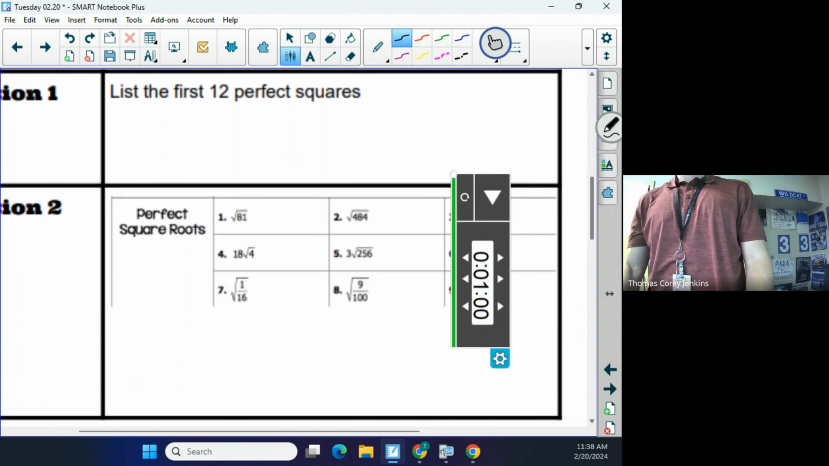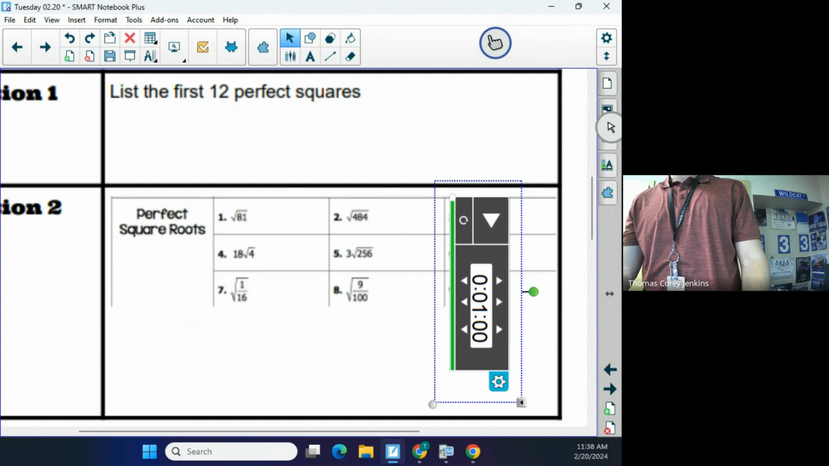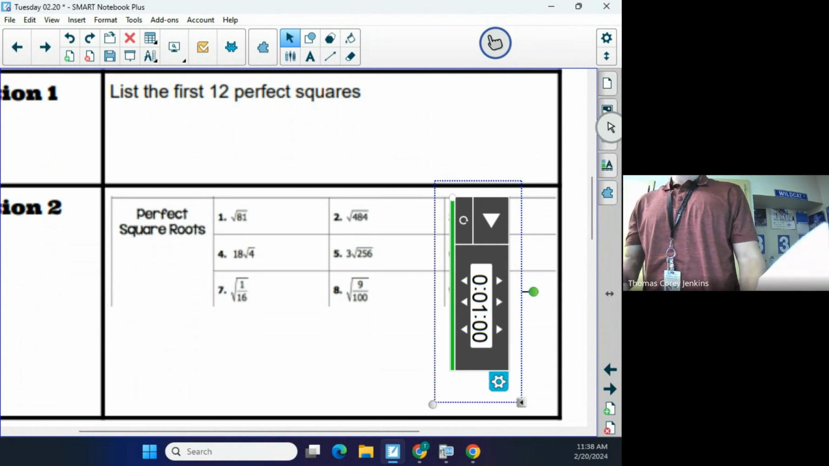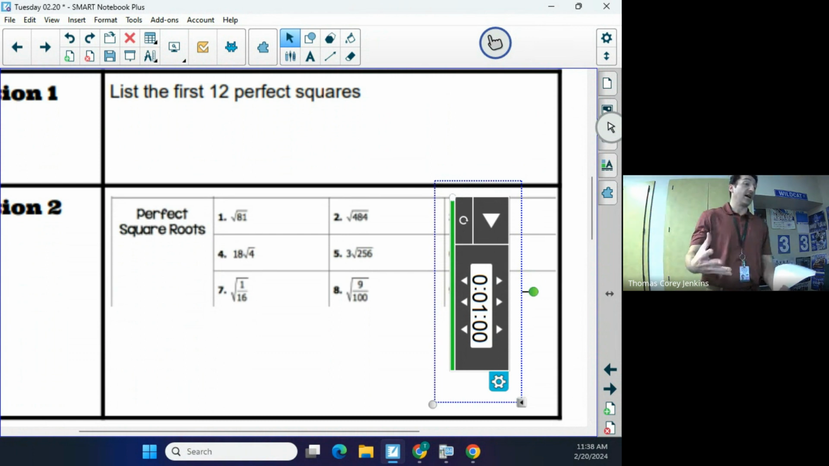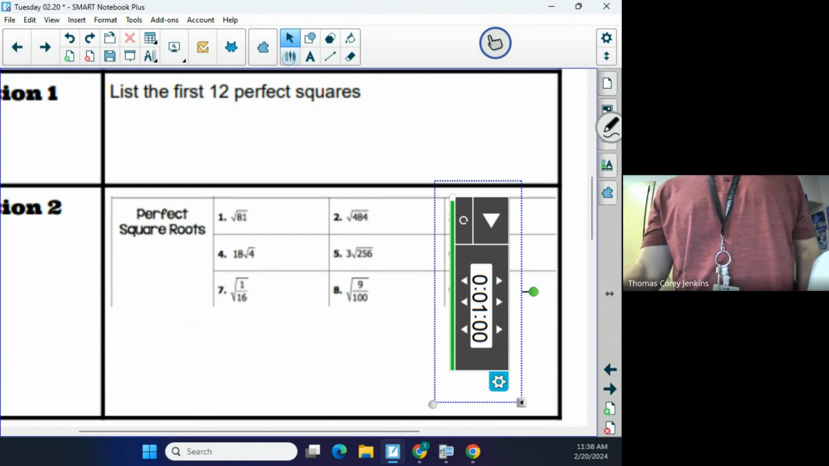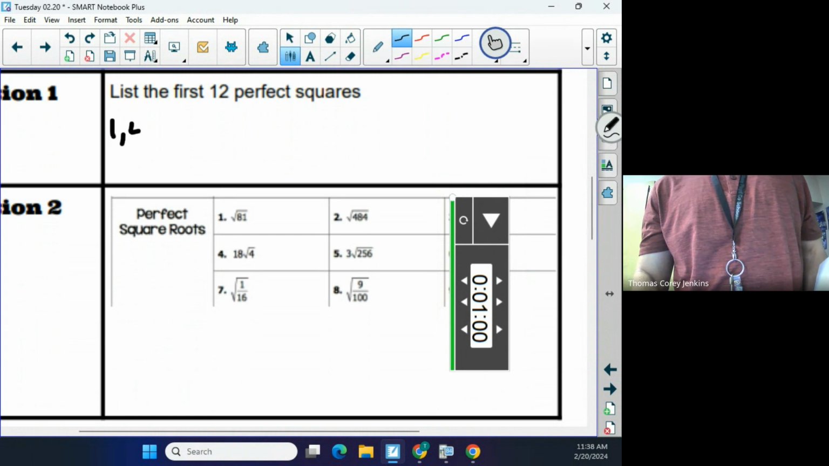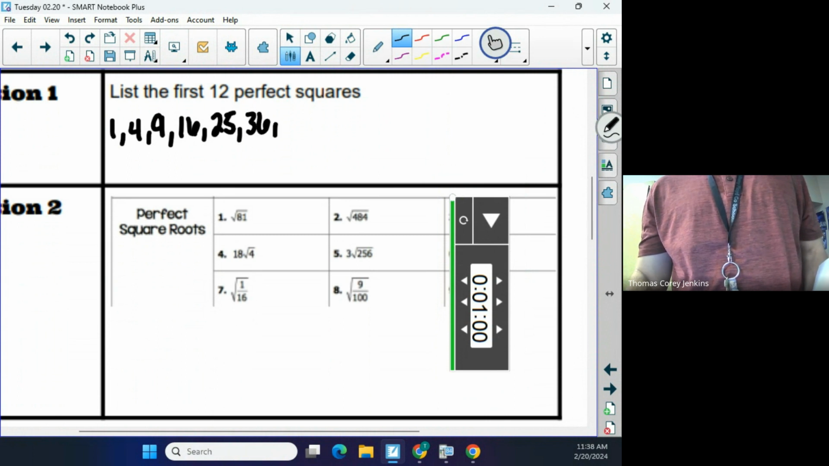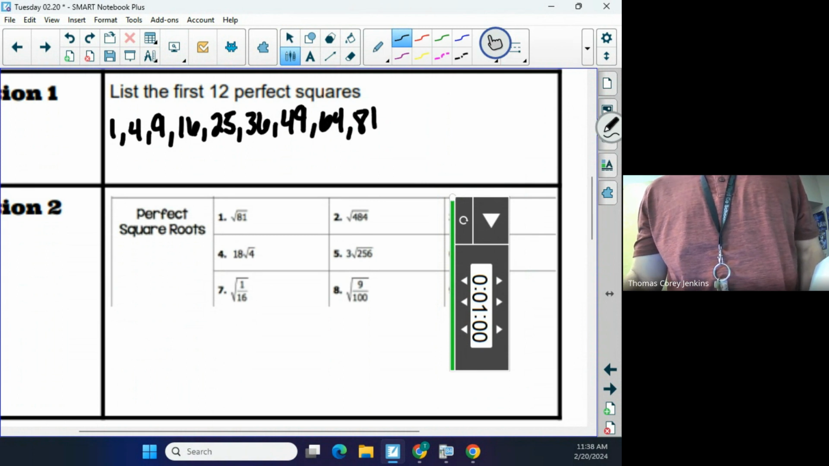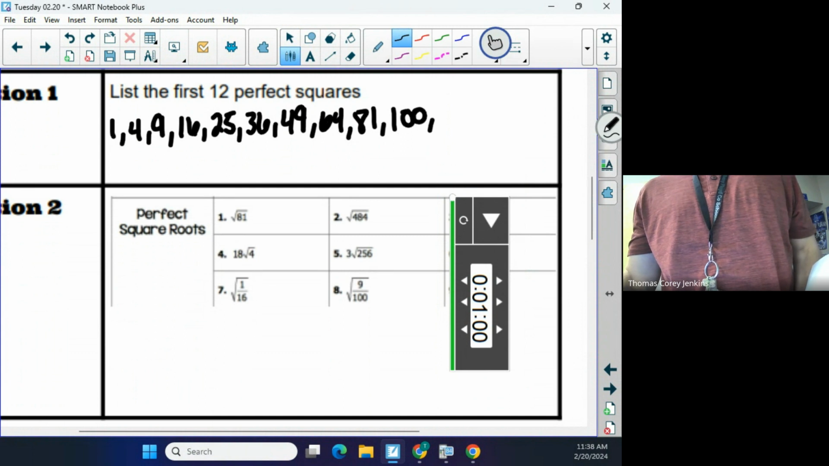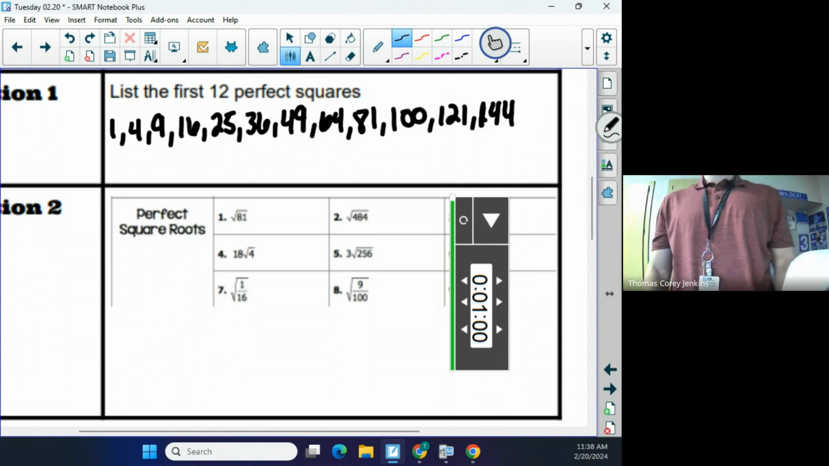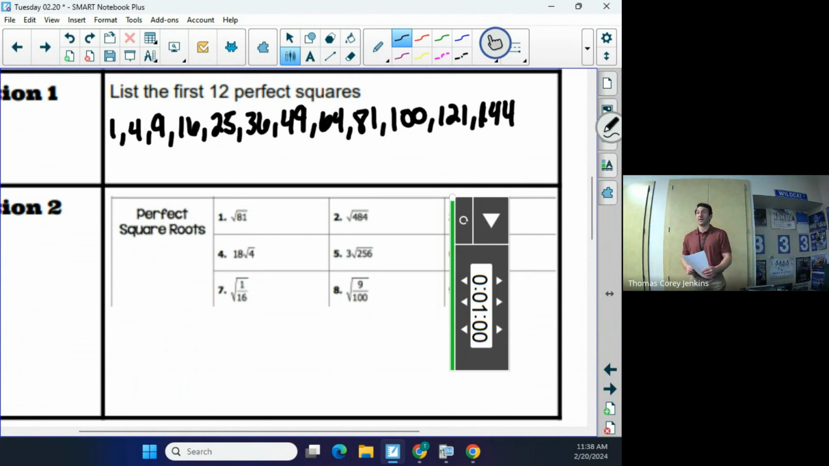So first, 12 perfect squares. These are numbers that are perfect squares. If we take their square root, that's just going to be an integer, a whole number. So 1 squared is 1, 2 squared is 4, 3 squared is 9, then 16, 25, 36, 49, 64, 81, 100, 121, and 144. I'll give you a minute to get caught up there. Those are your first 12 perfect squares.